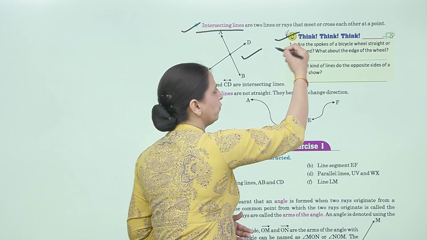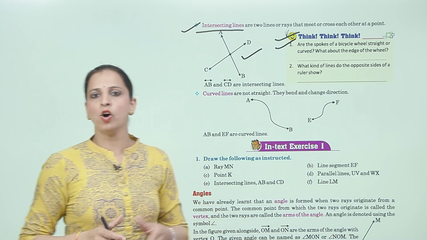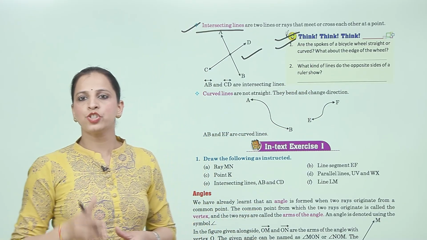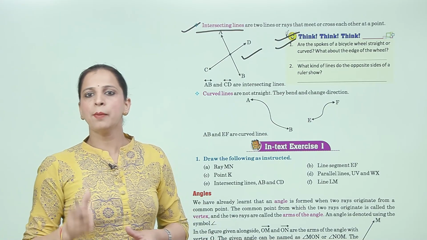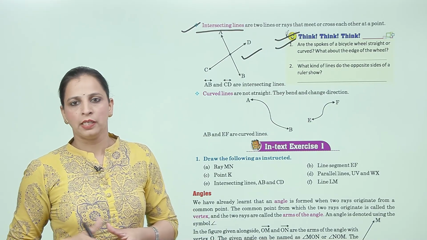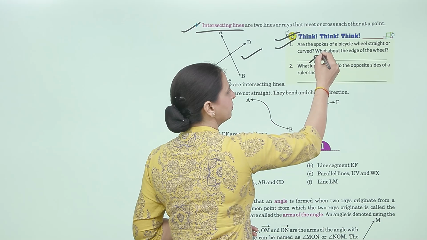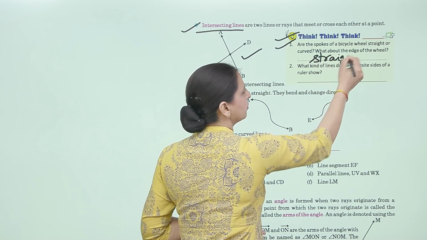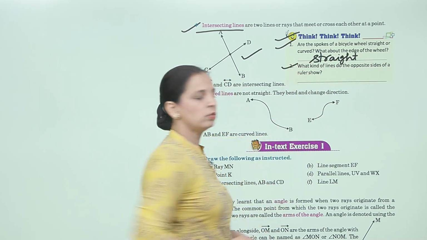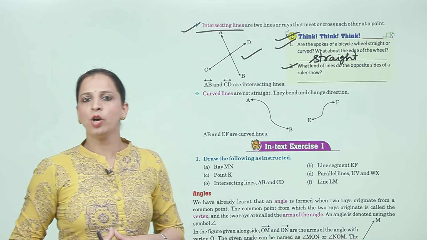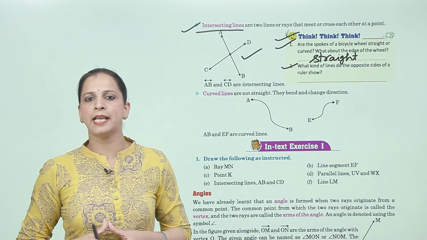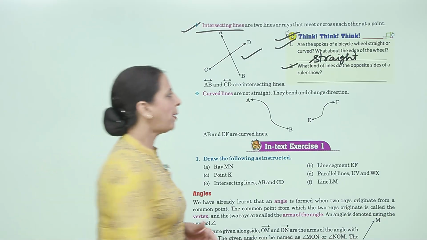Now, think. First, are the spokes of a bicycle wheel straight or curved? What about the edge of the wheel? It is curved. Second, what kind of lines do the opposite sides of a ruler show? Parallel lines.